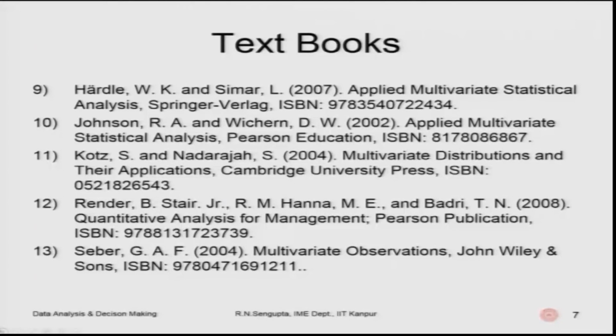We will also consider Render, Stair, Hanna's quantitative analysis for management, which is also to do with univariate statistical techniques, and Gnanadesikan's multivariate observations book, which is also an old book, would be another one for the multivariate side. So, if you see these 13 books, their main stress is basically on the area of multivariate statistics, and obviously that is the main focus of this book.